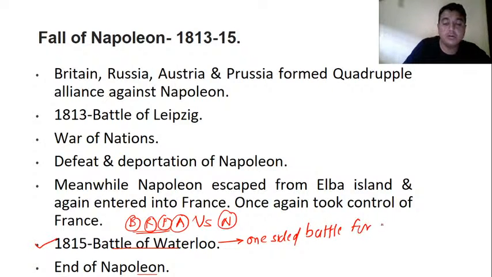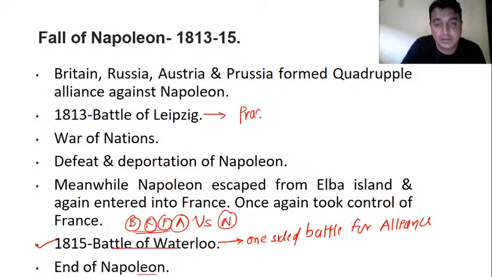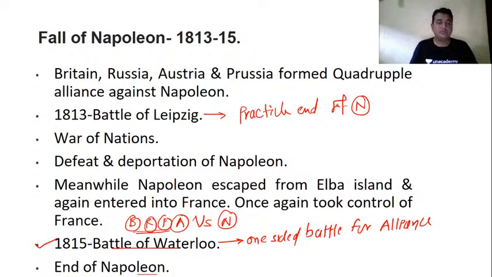One-sided battle for the alliance. The Battle of Leipzig was the practical end of Napoleon, and the Battle of Waterloo was just eyewash, a last desperate attempt by Napoleon, and that resulted in the end of Napoleon.